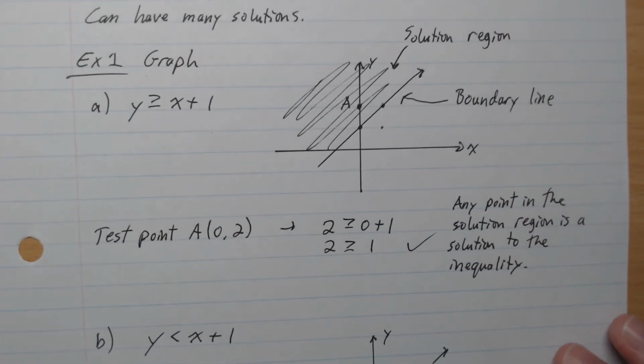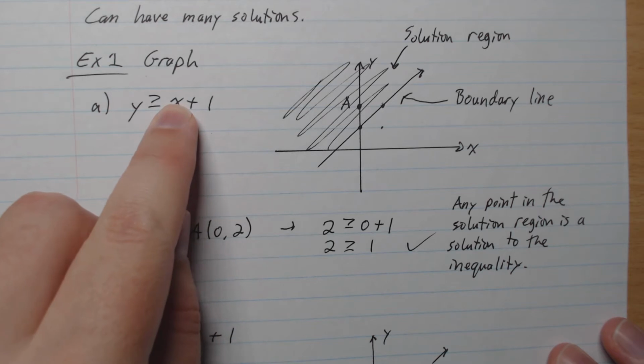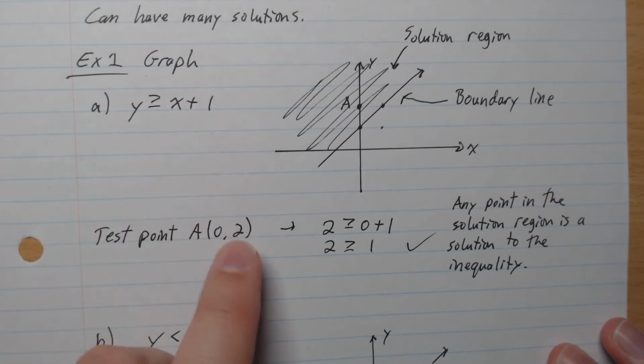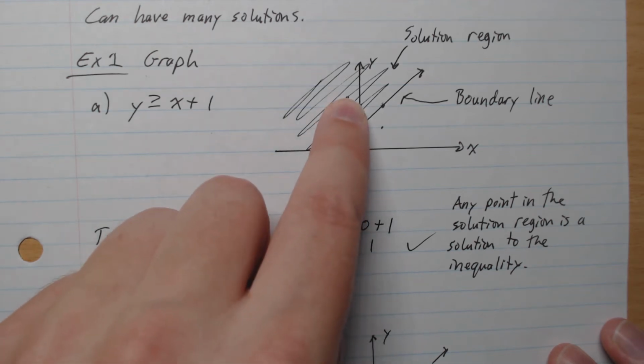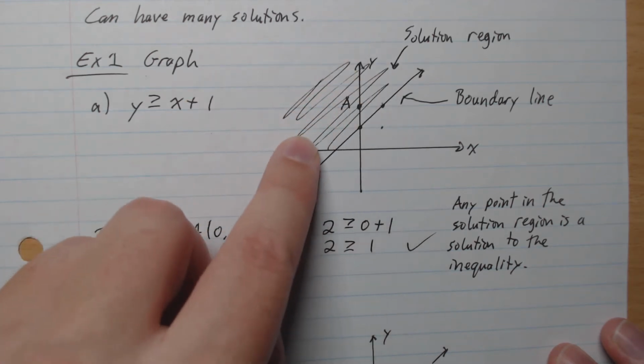And what we're going to do is what's called a test point. Let's say 0, 2. So x equals 0 and y equals 2 gives a solution to the inequality. And so the test point is in the solution region like that.